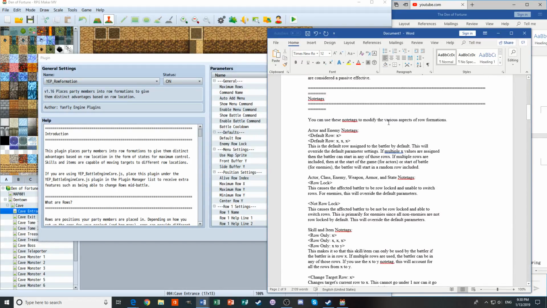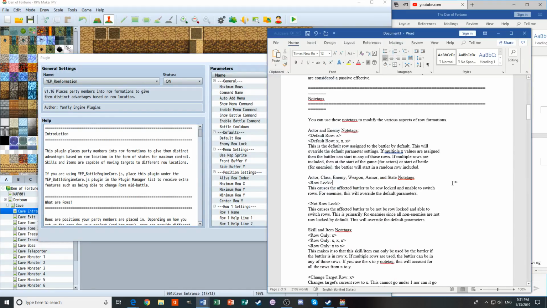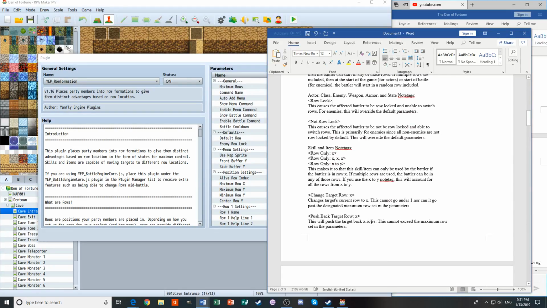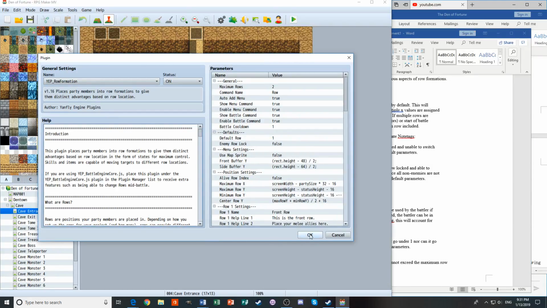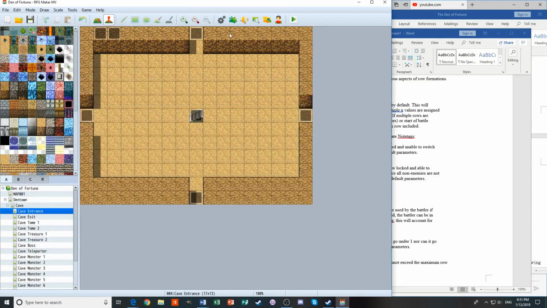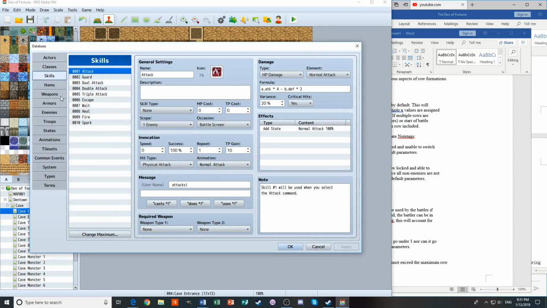In particular, I want to use these note tags. So default row, which was set in here, where default row is 1, which is the front row. And row only X. Okay. There we go. Skills. So attack.